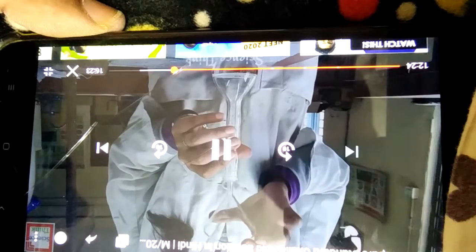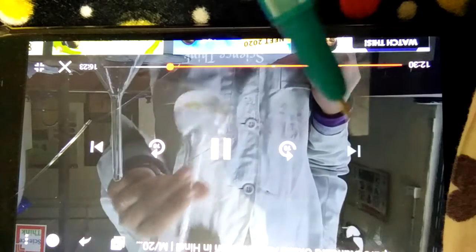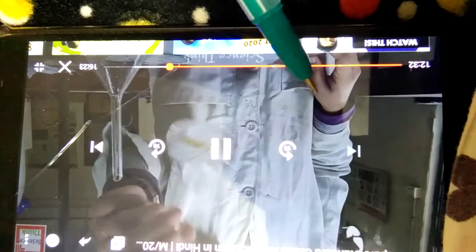Now you have to remove the funnel. And see, only a little portion of the water is dissolving the oxalic acid crystals. So you have to dissolve it first completely. The oxalic acid crystals should be dissolved here completely. You can see it properly.